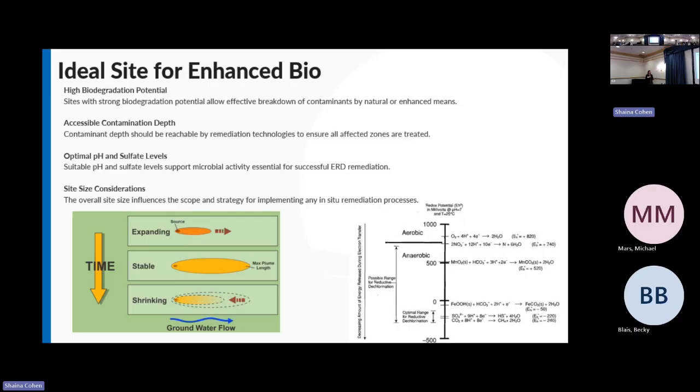And then on the right here, really just pointing out there's a wide range of different ORP ranges where that reductive dechlorination process can happen. So that's what this arrow here is showing. It's a pretty wide range, basically, as long as you are in mildly anaerobic conditions, this process can happen, but there is a much smaller range where it's optimal, right? So we're trying to make sure we can engineer the system to maintain those optimal levels.